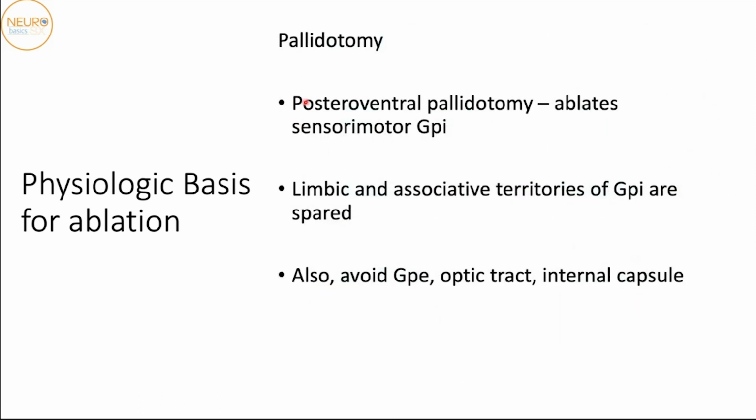Right. So with the pallidotomy, we predominantly target, as we have discussed, the posterior ventral part of the GPi, that is the sensorimotor area of the GPi. And we try to avoid the limbic and the associative territories of the GPi. So these are to be spared. Apart from that, we would also like to avoid the GPe, the optic tract, and the internal capsule, which are all quite nearby.